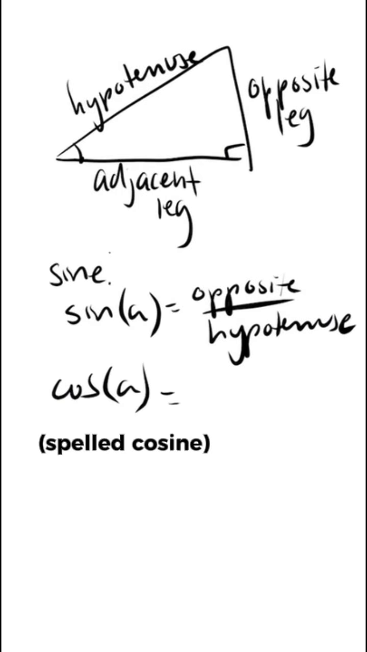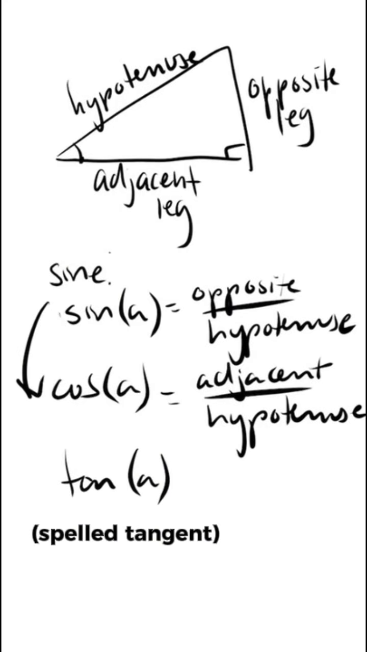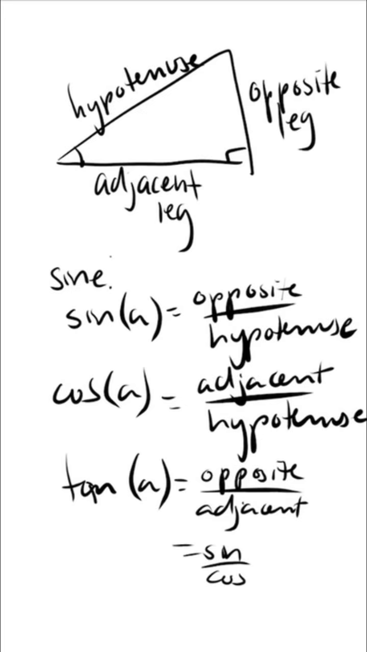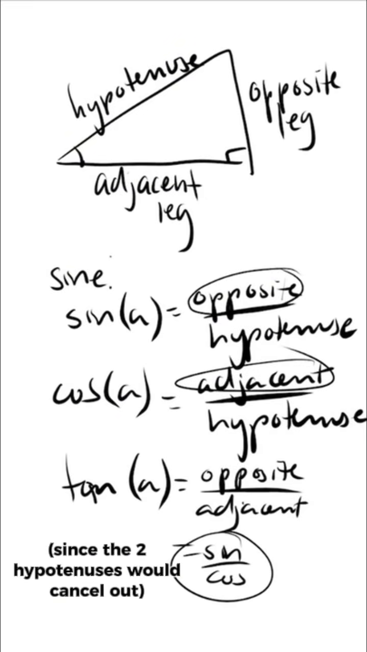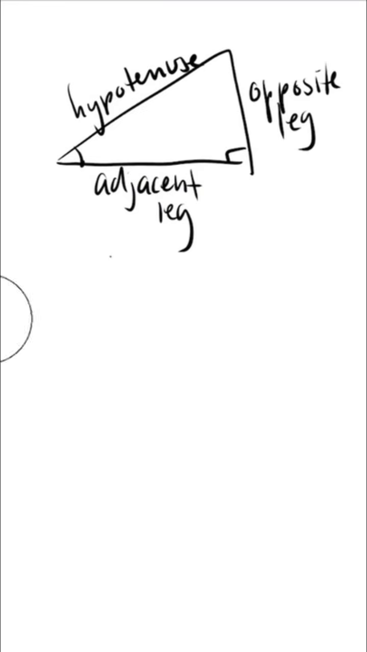Then there is cosine, abbreviated to cos, which is the adjacent side divided by the hypotenuse. Then there is tangent, abbreviated to tan, which I like to think of as the baby of sine and cosine, since it's the opposite divided by the adjacent side, aka sine divided by cosine. These are the most common trigonometry functions, so I recommend memorizing these before going on to the other ones.